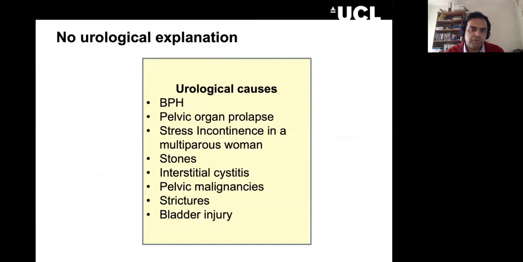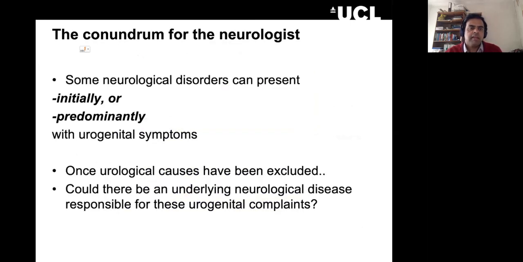Essentially all these urological causes would have been excluded by them. So as neurologists, we won't be investigating any of these, of course. The urologist or the gynecologist have already done those assessments. Now, the conundrum for the neurologist is that indeed, some neurological disorders can present with urogenital symptoms. Sometimes they can be the initial presentation, and sometimes they can be the predominant presentation of the neurological disease. We acknowledge that these conditions do exist. But once the urological cause has been excluded, how do we answer the question: could there be an underlying neurological disease responsible for these complaints?